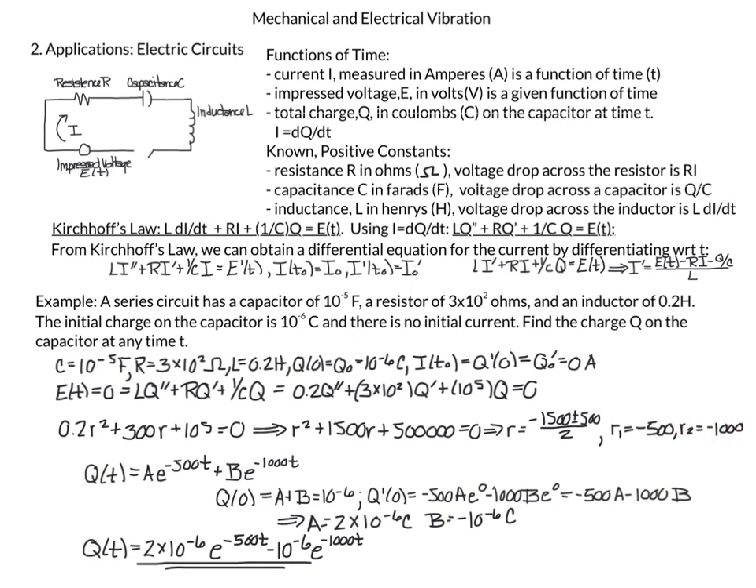So Q of t is equal to A e to the minus 500t plus B e to the minus 1,000t. So this is a straightforward overdamped solution. We can solve for A and B using the initial conditions, which I have done here. So my final solution is Q(t) is equal to 2 times 10 to the minus 6 e to the minus 500t minus 10 to the minus 6 e to the minus 1,000t.